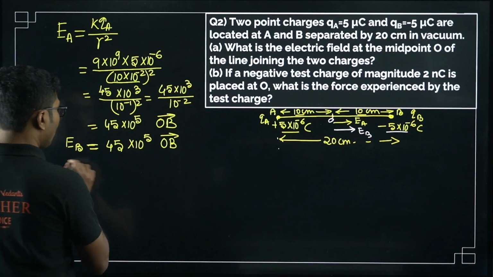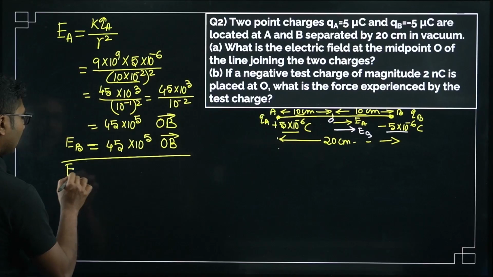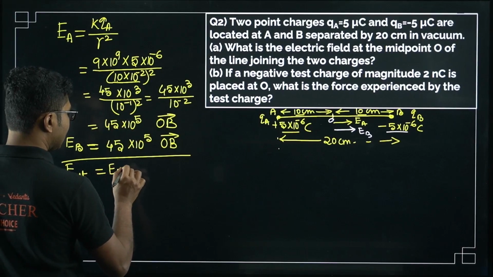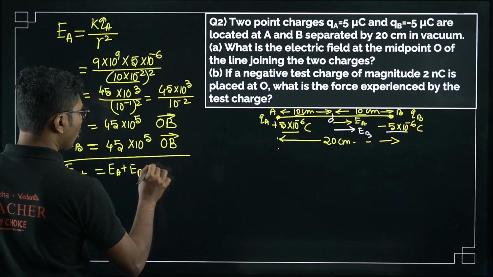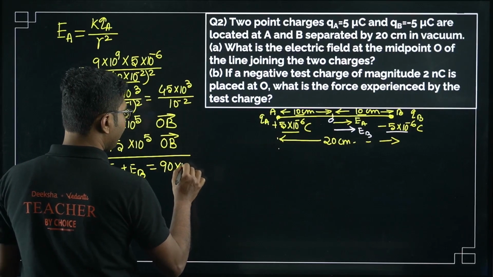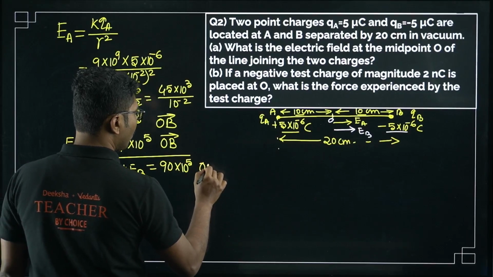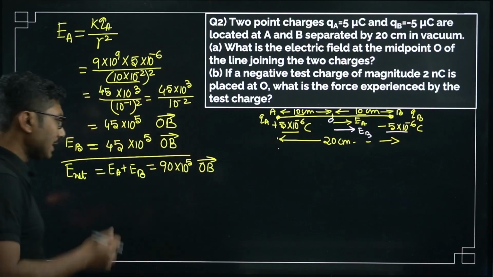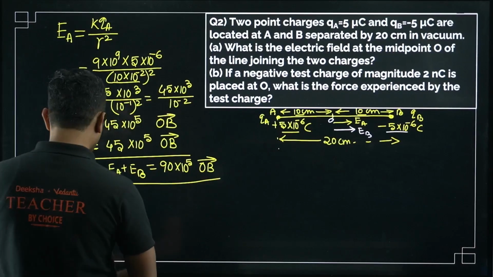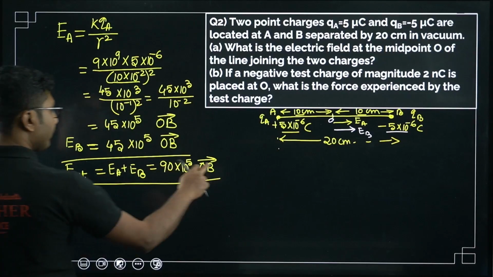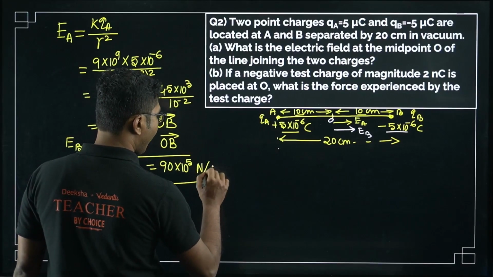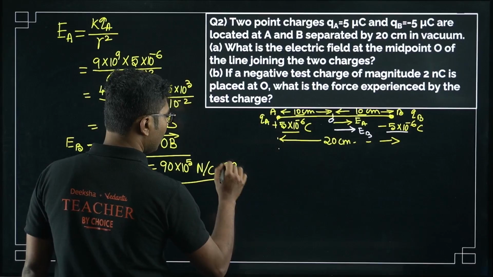So the total electric field E net is basically the addition of these two, EA plus EB. Since both of them are in the same direction, we can simply add them. It will be 90 into 10 to the power of 5 along OB. This is the resultant electric field for the first case, and you also have to write the unit. So what is the unit for electric field? The unit for electric field is Newton per coulomb, and it will be along OB.